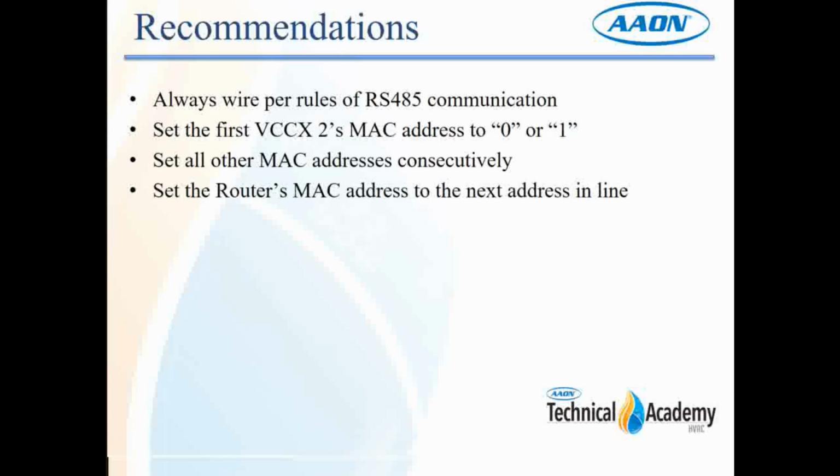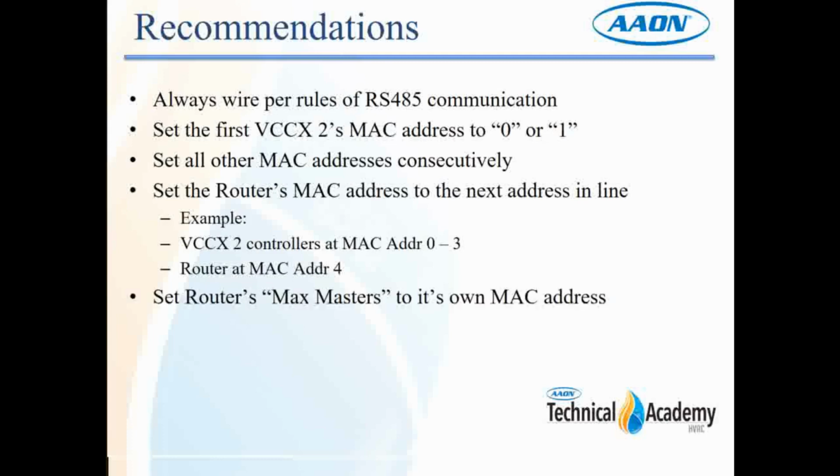Now it doesn't physically have to be at the end, but the address of that router should be the last address in the loop. So here's an example of that. VCCX2 controllers, MAC address 0 through 3. So 0, 1, 2, 3. And then the router at MAC address 4.